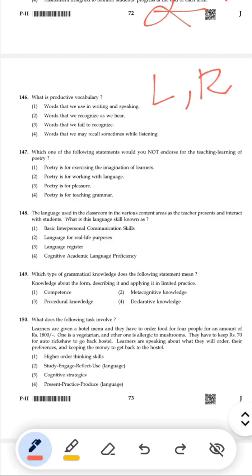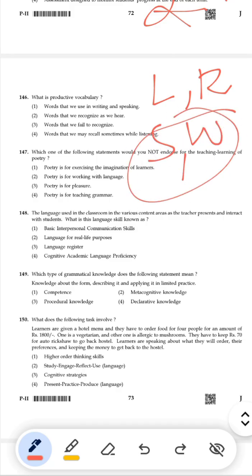Because we just listen, we are not producing any information. So when we produce any information which we know, either while speaking or while writing. So productive vocabulary is nothing but words that we use in writing and speaking. Alright.